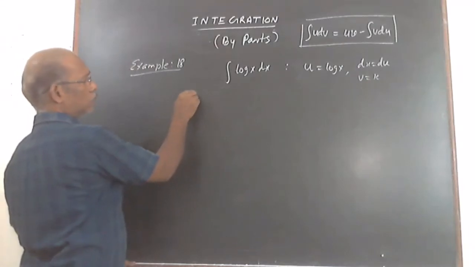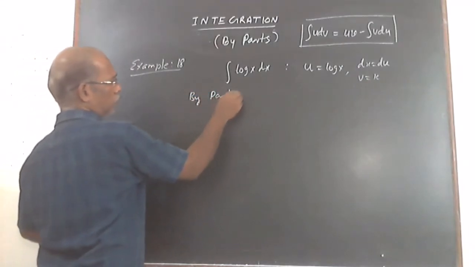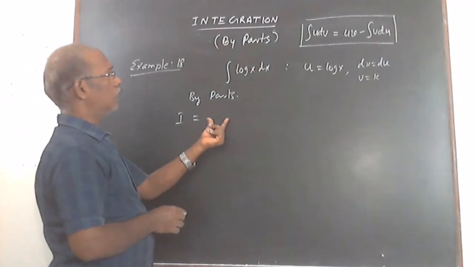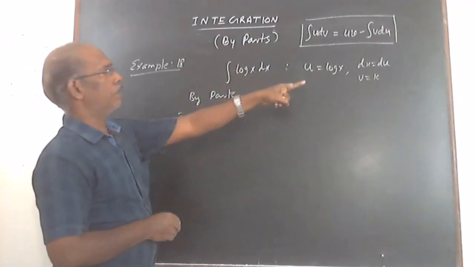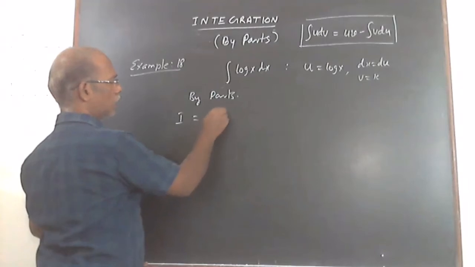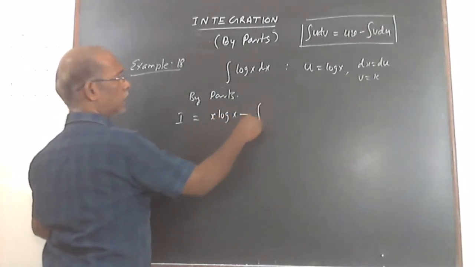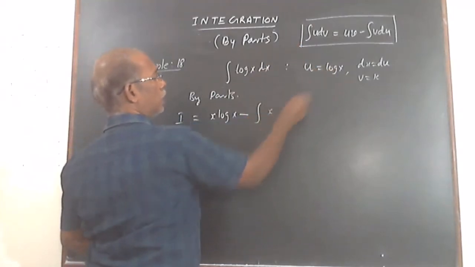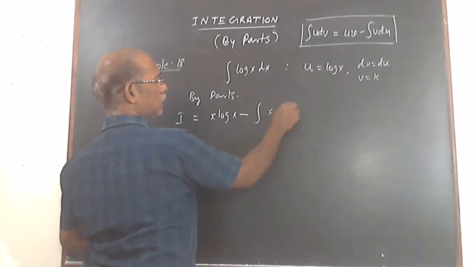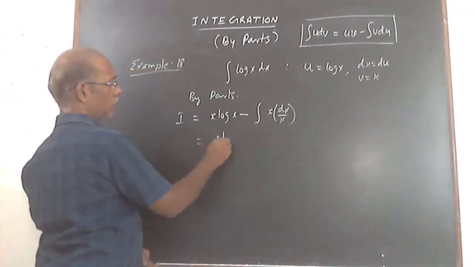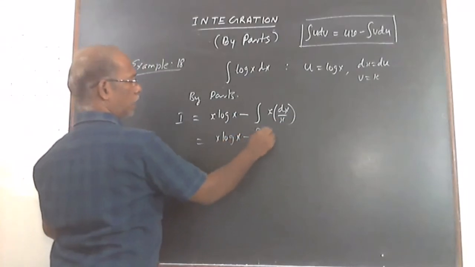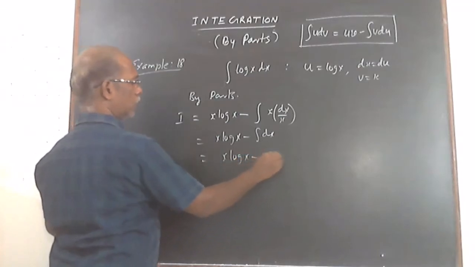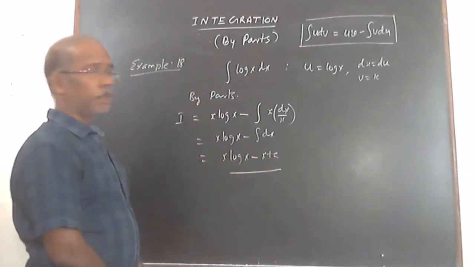So by parts, it is integration by parts. I equals first term u into dv. u equals log x, v equals x. So x log x minus integral of v, which is x, into du. u equals log x means du equals dx by x. Then x log x minus the integral of dx alone. Then x log x minus x plus the integration constant. So this is the answer, and copy it.